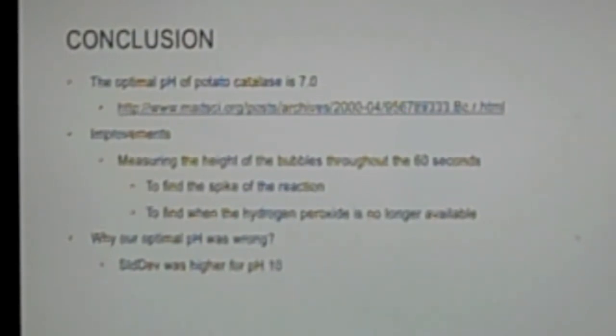Some improvements that could have been made to this experiment were to measure the bubbles in increments of 16 seconds rather than after 60 seconds. Had we done this, we would have been able to find the spike of the reaction and when the hydrogen peroxide was no longer available. Why was our optimal pH wrong? It was wrong because of the high rate of standard deviation within our results.